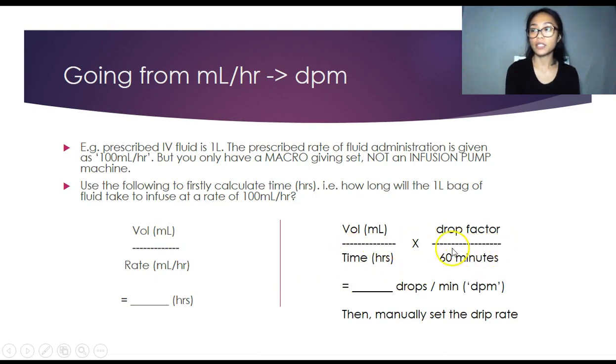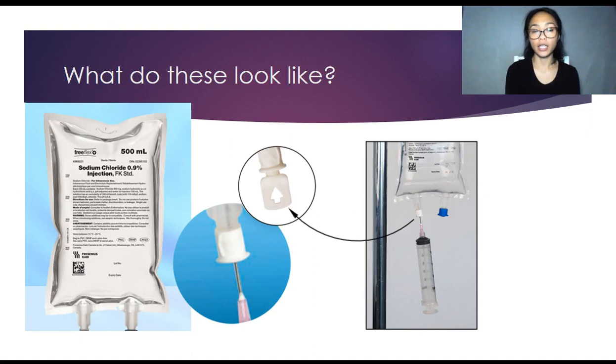The denominator gives us time in minutes. Make sure that your volume is really in milliliters and not liters, and you apply your relevant drop factor. So if it's macro, the drop factor is 20. If it's a micro set, the drop factor will be 60. And this will give you drops per minute. And then remember that for gravity sets, you manually set the drip rate, and you count the drops that fall in 1 minute by comparing the drip chamber to a second-hand clock or watch.